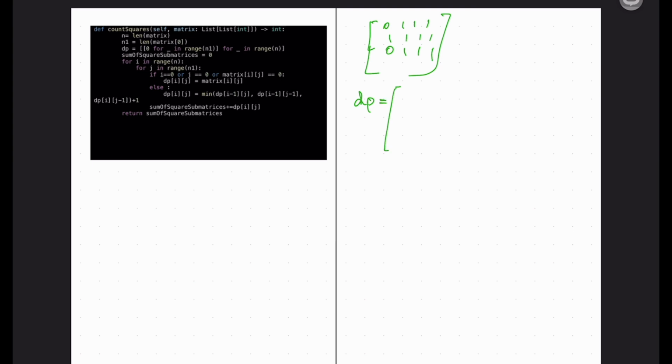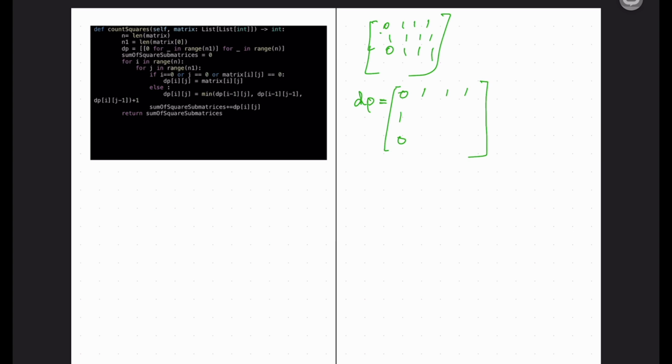Initially i equals 0, j equals 0, matrix of ij is 0. So whatever the matrix of ij is, you fill that. Now, we will be filling all of these, because either i equals 0 or j equals 0 or the matrix value is 0, so we won't be checking the previous horizontal or vertical values.